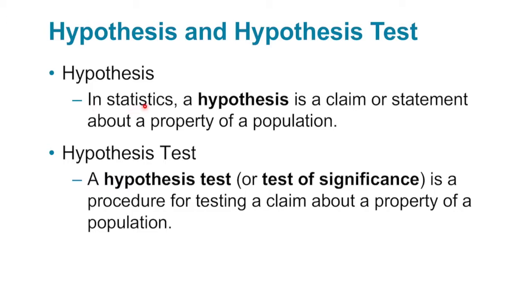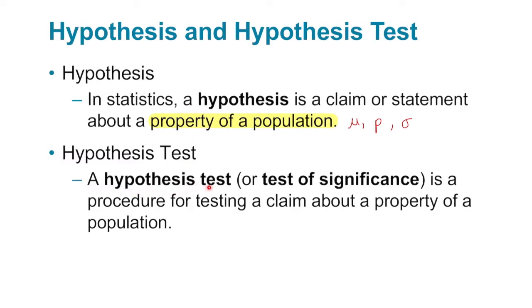In statistics, a hypothesis is a claim or statement about the property of a population. Property of a population can be mu, p, or sigma: population mean, population proportion, population standard deviation. So a hypothesis is just a statement about these values.